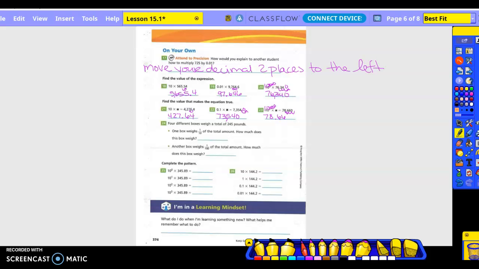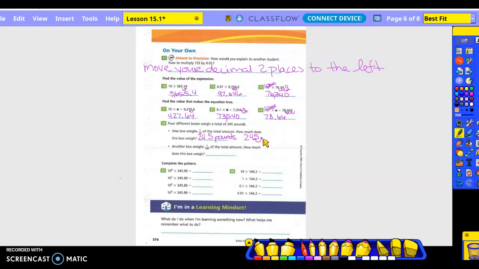4 different boxes weigh a total of 245 pounds. One box weighs 1/10 of the total amount. How much does the box weigh? So my original number is 245. My decimal would be right here. Do I need to go to the left or to the right? The left, because it's a decimal or a fraction, right? And how many places? 1 place. So 24 and 5/10 pounds.